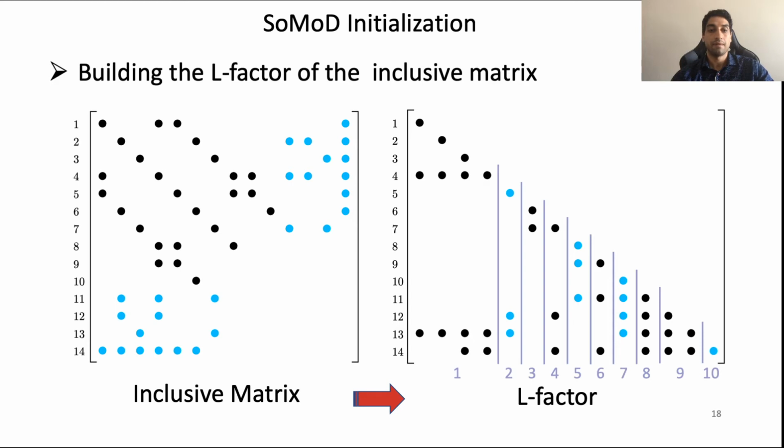Then, the L factor is converted to a supernodal L factor by grouping columns in a supernode. A supernode is a block of columns in the L factor that have similar sparsity pattern where pattern doesn't have to be exactly the same. Boundaries of supernodes are shown with purple lines.